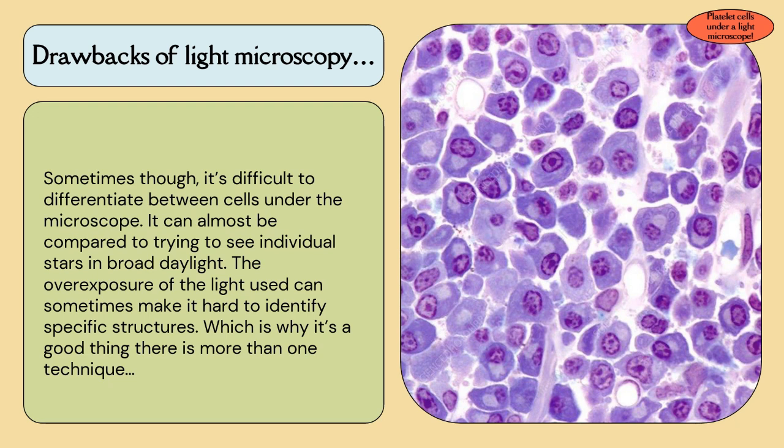Sometimes, though, it's difficult to differentiate between cells under the microscope. It can almost be compared to trying to see individual stars in broad daylight. The overexposure of the light used can sometimes make it hard to identify specific structures, which is why it's a good thing there's more than one technique. And over here we see platelet cells that are located in our blood, and we see how it can kind of get hard to differentiate between the cells.